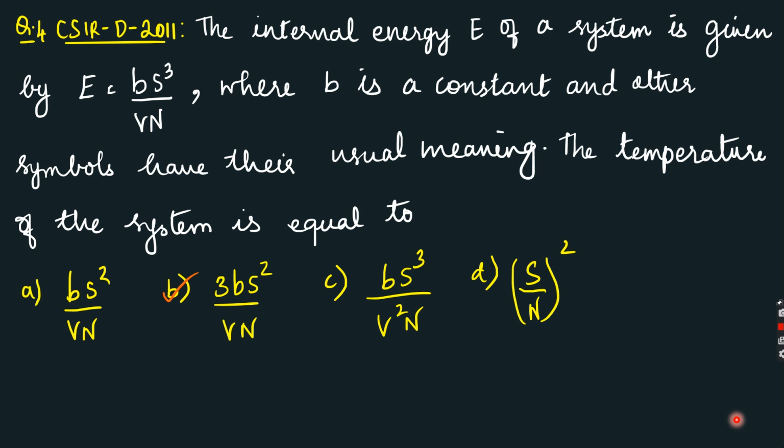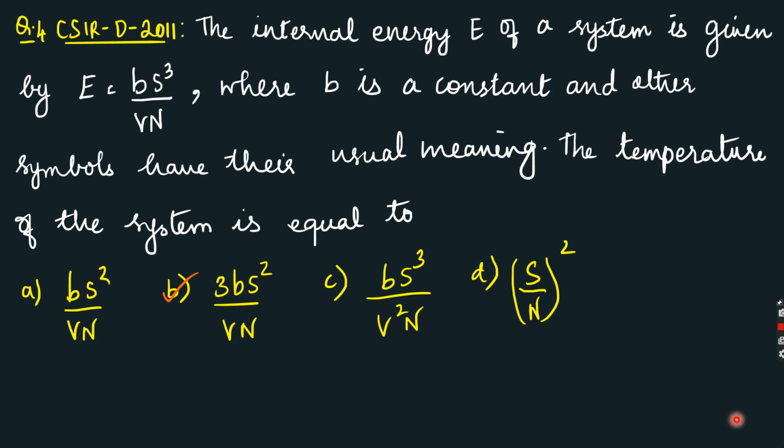Okay, so the internal energy E of a system is given by E is equal to V s cube by V N, where V is constant and other symbols have the usual meaning, that is V is volume, N is number of particles, and the temperature of the system is equal to. So here E, the internal energy, is given and temperature is asked.